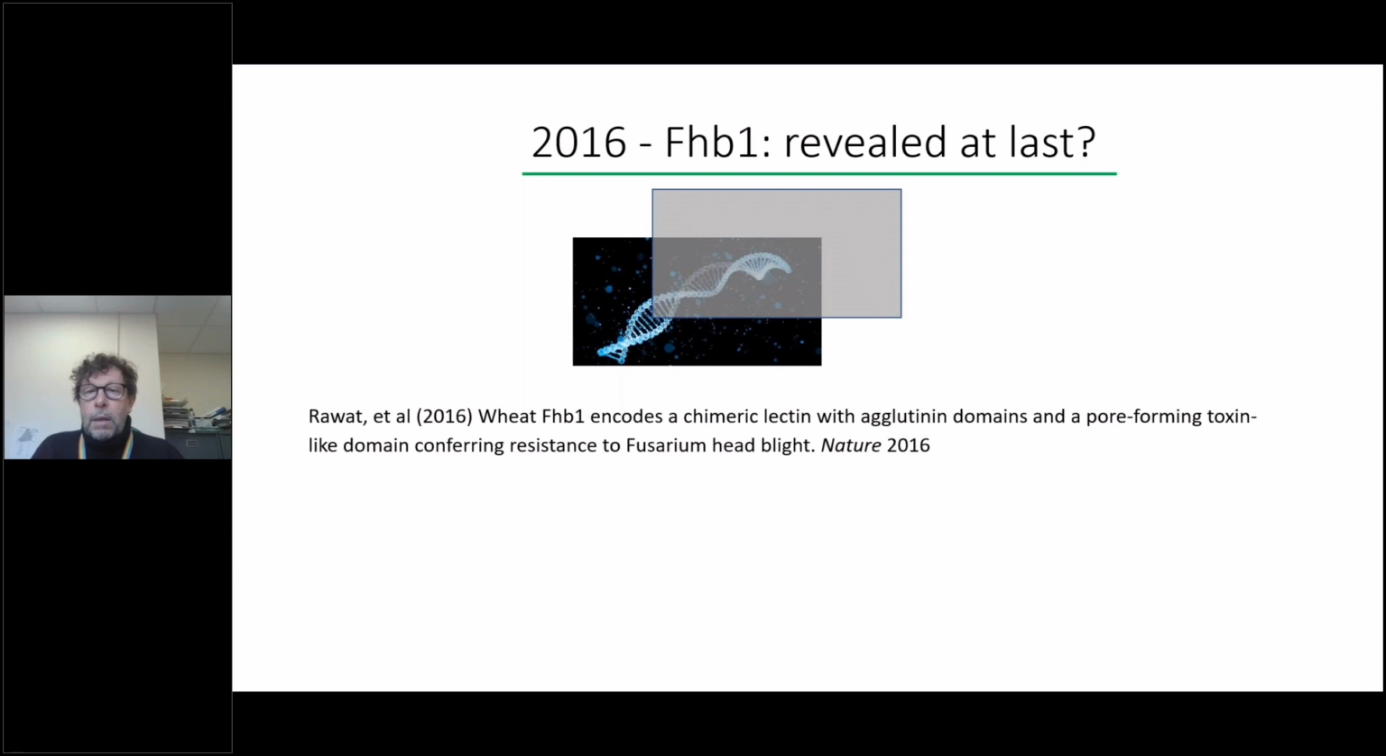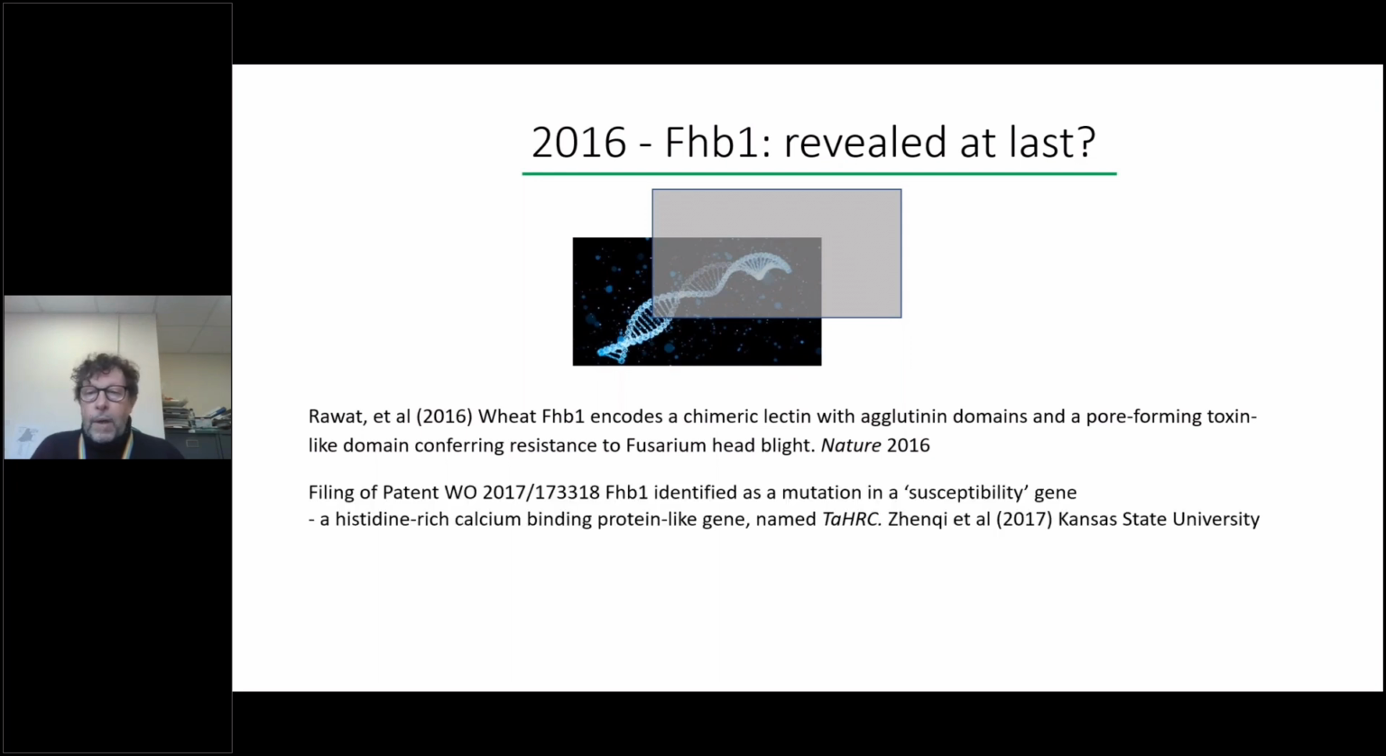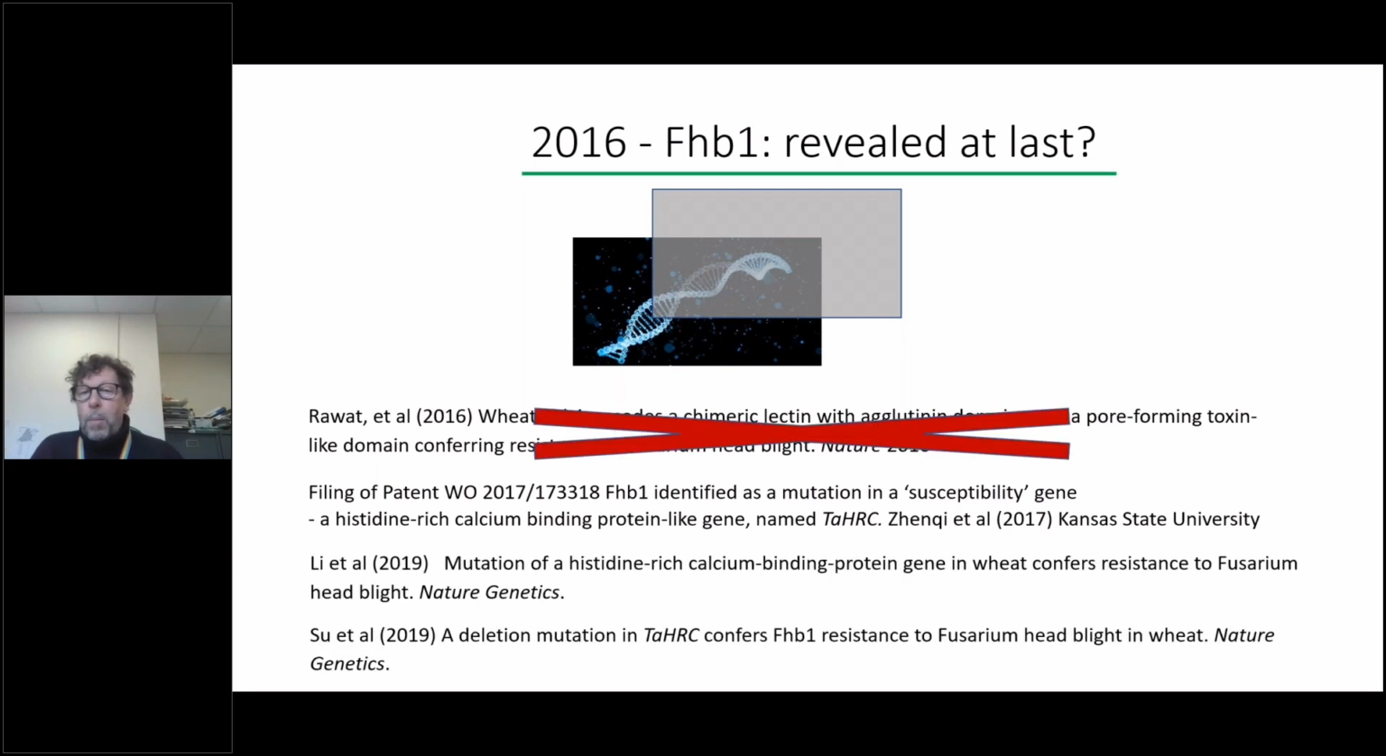In 2016, there was a publication which announced that the gene had been cloned, FHB1 had been identified as being this chimeric lectin with agglutinin domains, whatever that might be. Unfortunately, a couple of years later came a publication which demonstrated that this was not the resistance gene. The gene involved seems to be this histidine-rich calcium binding protein, which is sitting next door.